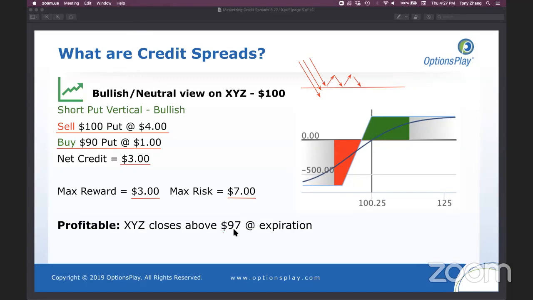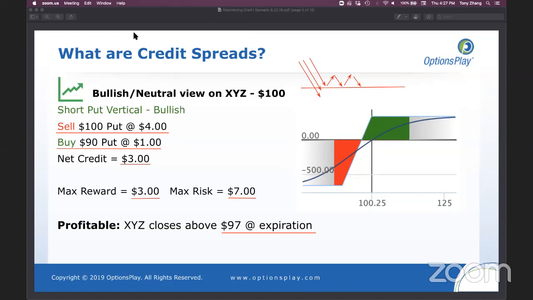So even though I think the stock's going to go above 100, if the stock goes even a little bit lower to 98 or 97, I'm actually not losing money. So it's a very forgiving strategy. And again, this is part of the high probability pieces, because even if I'm wrong on the direction, I can still make money. So you have a very high probability of profit.